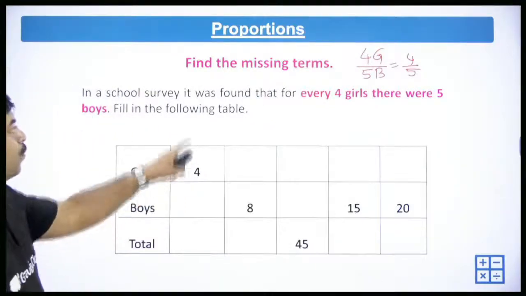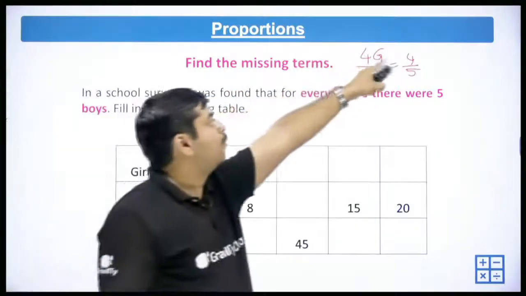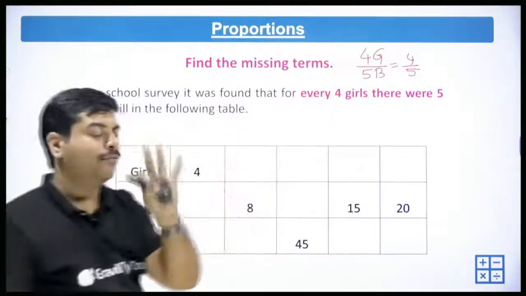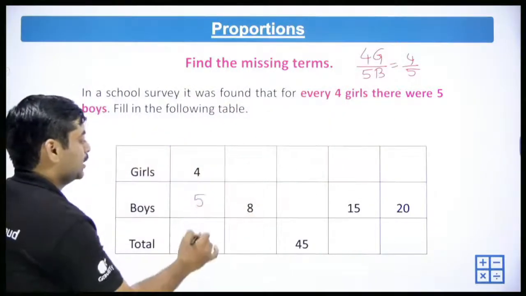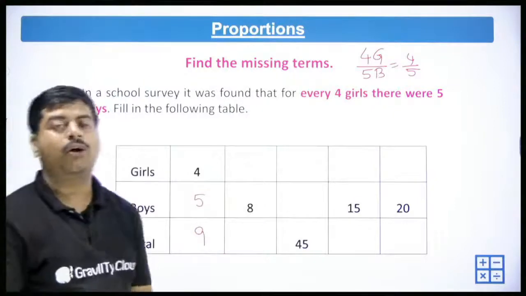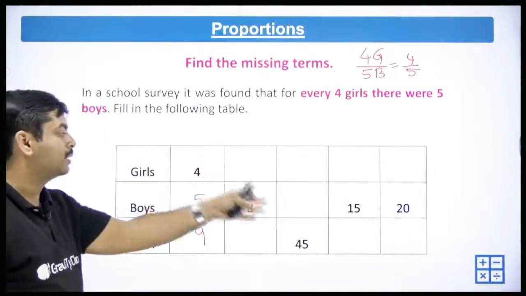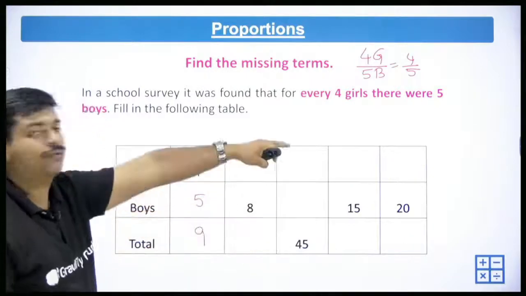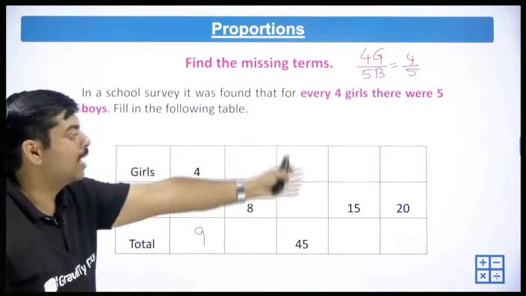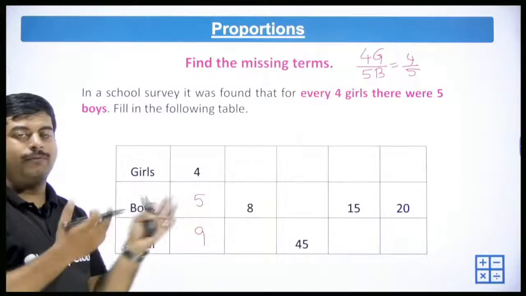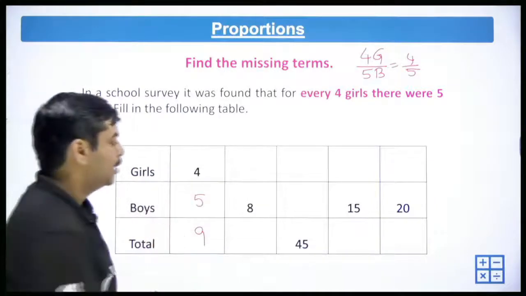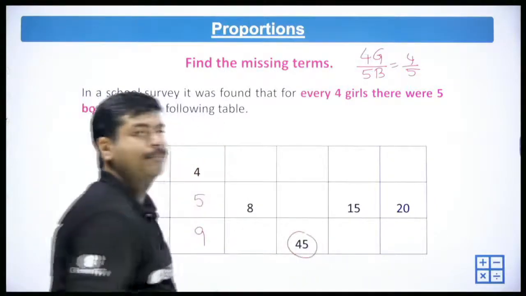Girls are 4, so definitely if girls are 4, boys will be 5. So the total is 9. But that is not always true. Sometimes boys are 8, and based on that we need to find the girls. Sometimes the total is given, and we need to find individual boys and girls and the remaining things. Just like before when we had discussed. I'll just tell you this one. This is very important here.